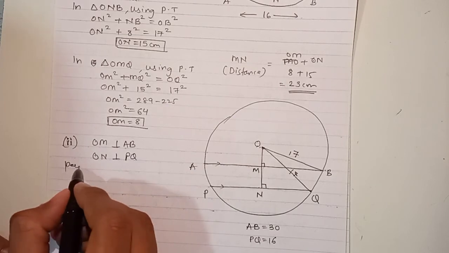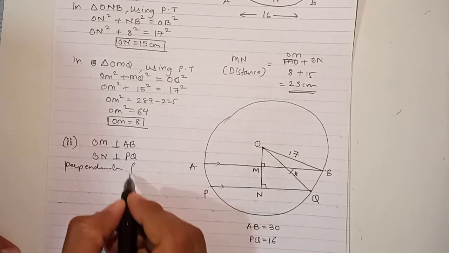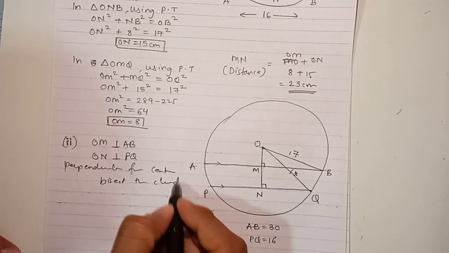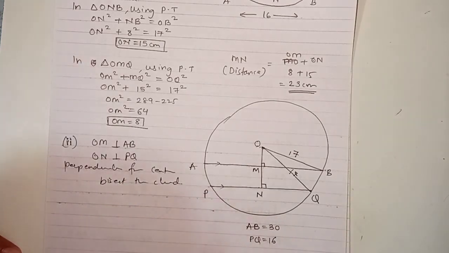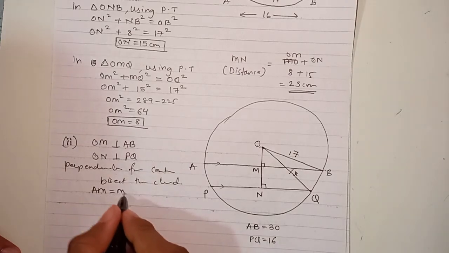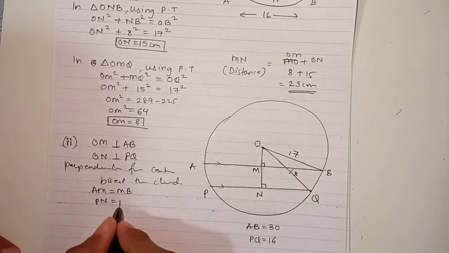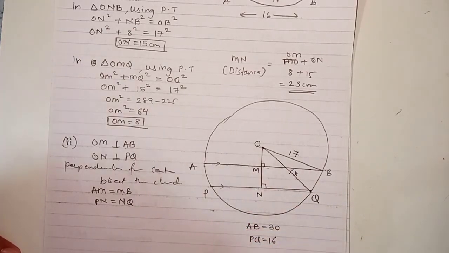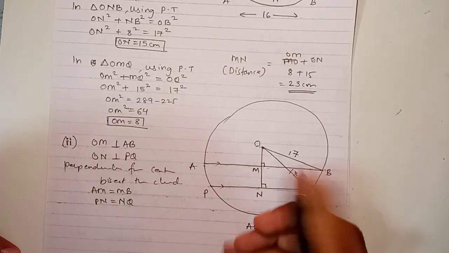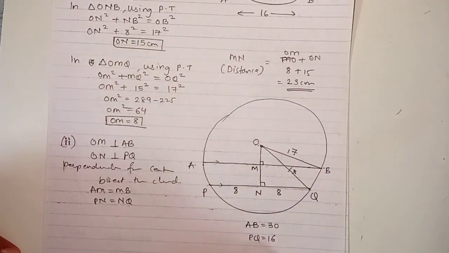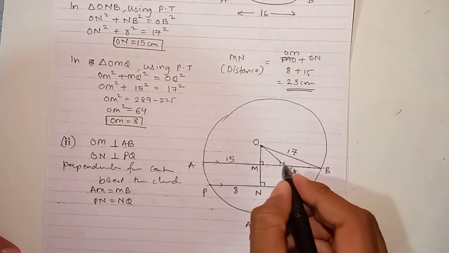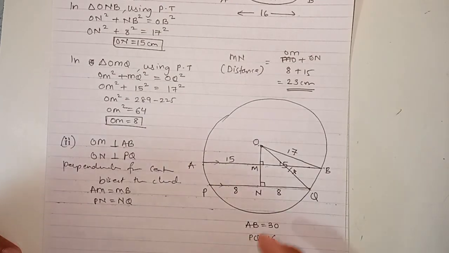So again the statement: perpendicular from center bisects the chord. Okay, that means AM will be equal to MB, PN will be equal to NQ. Means ये half part same होगा, ये half और ये half same होगा. Means ये जो chord 16 है it will be 8 and 8 and ये जो chord 30 है it will be 15 and 15. Correct, ये 15 हुआ 15, 8, 8.